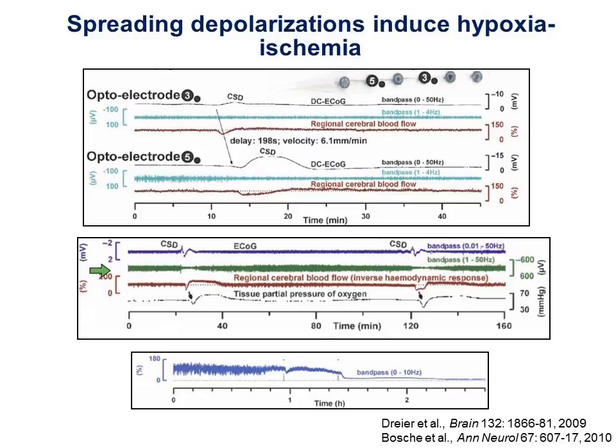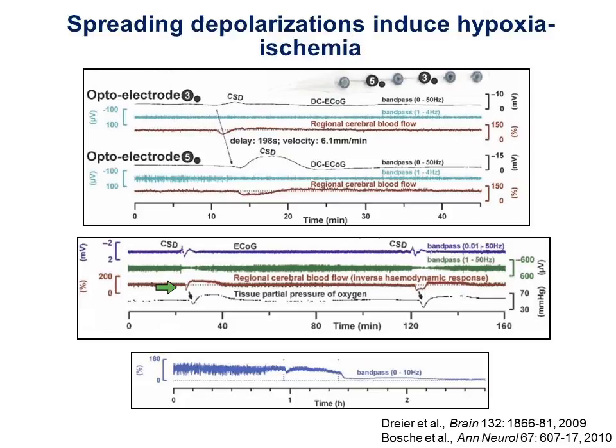I showed before in animals how depolarizations also cause a spreading ischemia, and this finding has also translated to the human brain, where in some series of patients, a cerebral blood flow monitor was placed next to the electrode strip for combined blood flow and electrical recordings. As illustrated here with a case of spreading ischemia, here is the depolarization wave moving from electrode 3 to electrode 5. And then immediately following the depolarization wave is a dip in cerebral blood flow that also propagates with the wave. So that's a spreading ischemia.